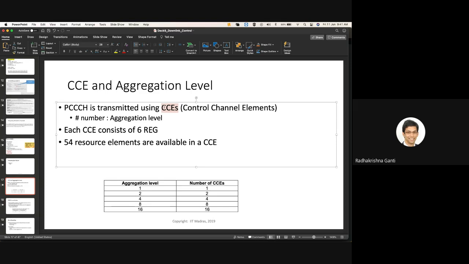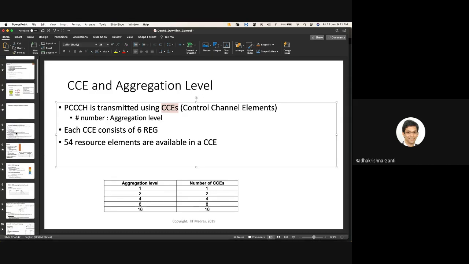So this is something we discussed also. You have higher aggregation level if you use lower code rate because you want to transmit for a longer distance, or you have a larger amount of data. Either way, you can use a higher aggregation level. Up to 16 CCEs are possible, so 1, 2, 4, 8, and 16 aggregation levels are possible. Is this clear? So now we are moving.